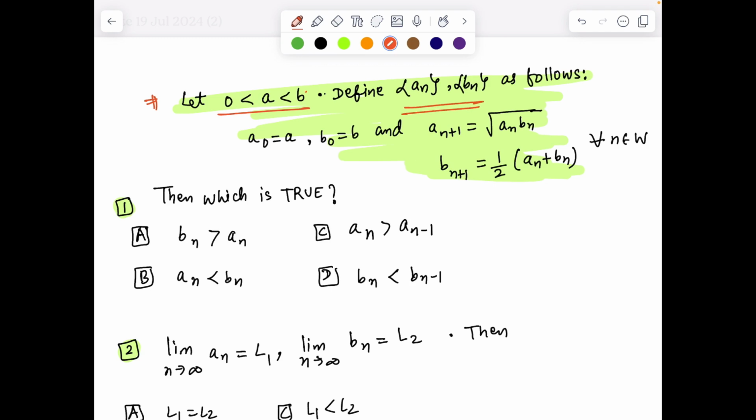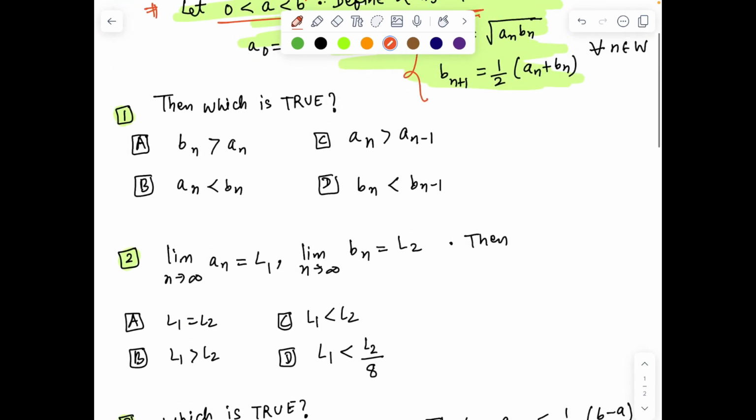Define two sequences an and bn as follows: a naught is a, b naught is b, and we have a recurrence relation for the generation of n. So a(n+1) is the GM of an and bn, and b(n+1) is the arithmetic mean of an and bn. Then we have this comprehension consisting of three questions.